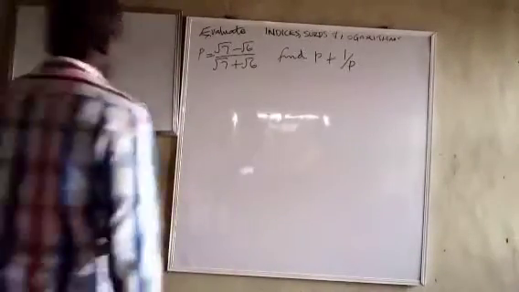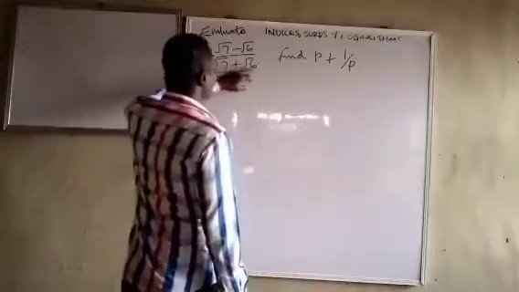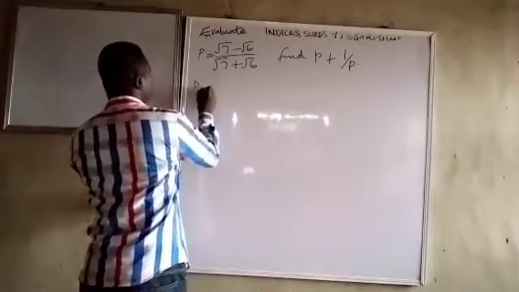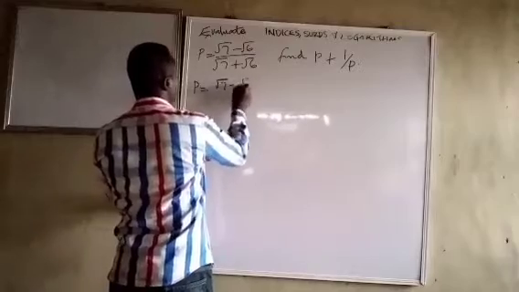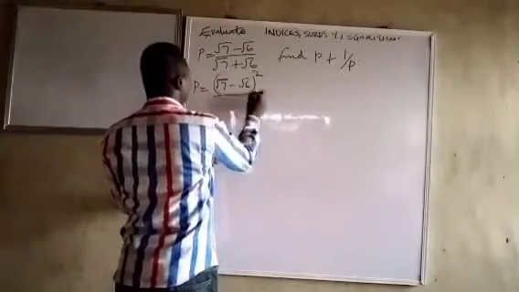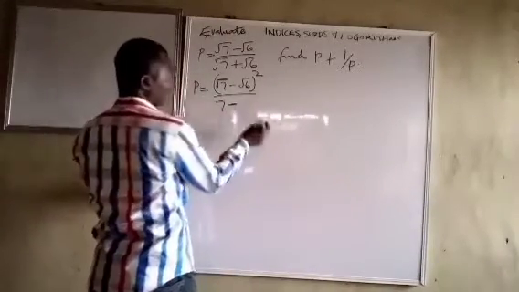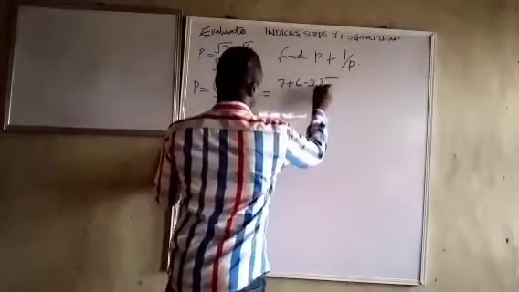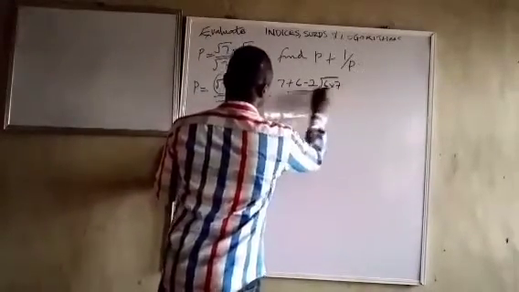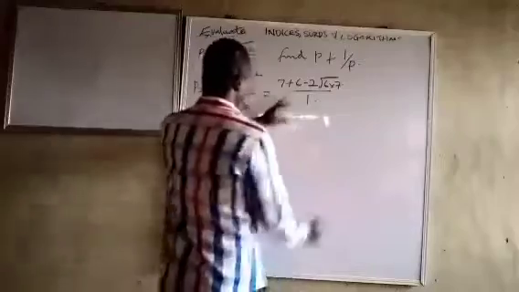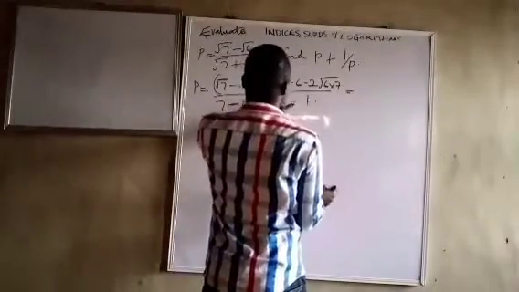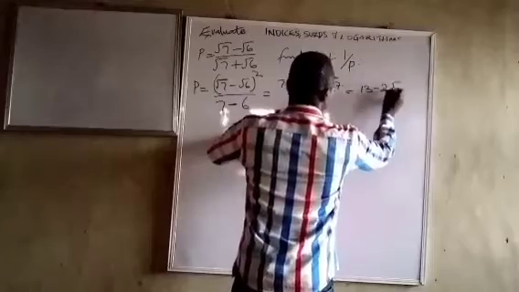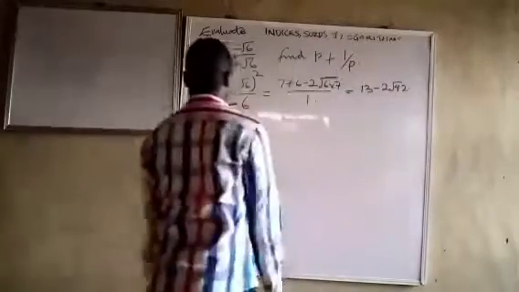Now we have this. P equals root 7 minus root 6 over root 7 plus root 6. Find P plus 1 over P. So what is P? Let's evaluate P. P equals root 7 minus root 6 all squared over 7 minus 6. And what does that give me? 7 plus 6 minus 2 root 6 times 7. That is P, and it gives me 13 minus 2 root 42.